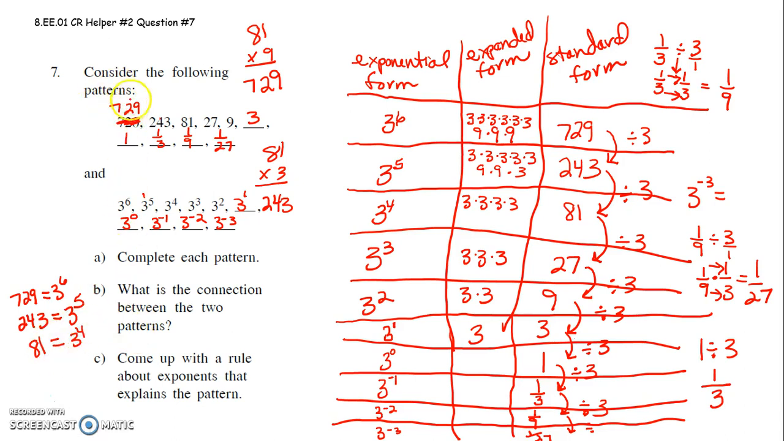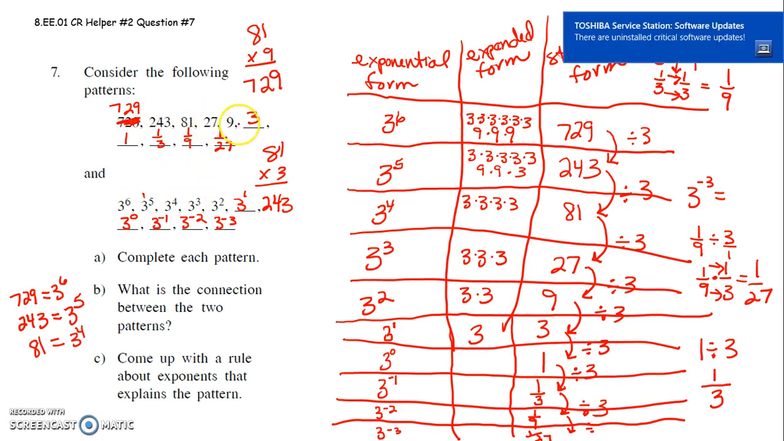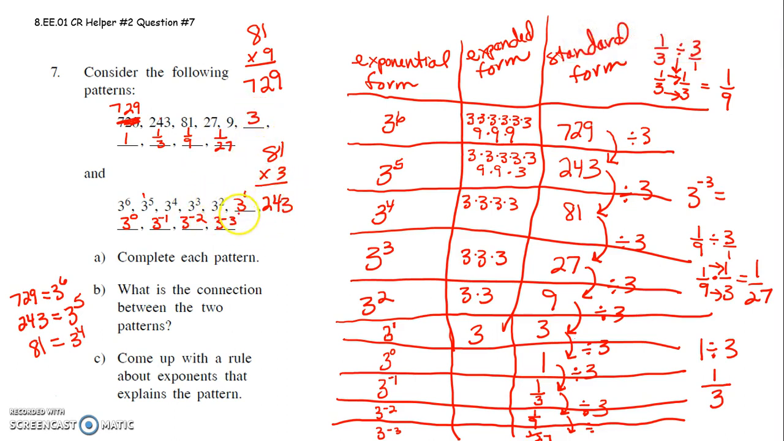So the connection is that each term in each one of these patterns represents the same number in two different forms. 9 is the same as 3 squared. 3 is the same as 3 to the 1st. 1 is the same as 3 to the 0. It means the same number. 1/3 is equal to 3 to the negative 1.